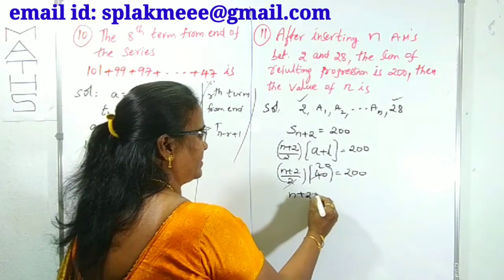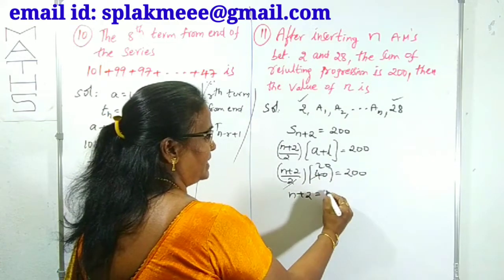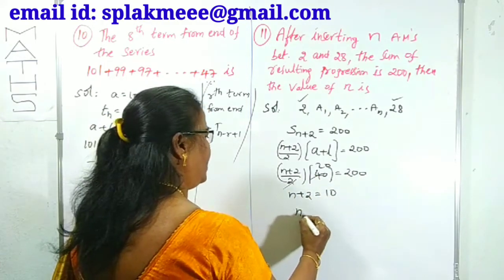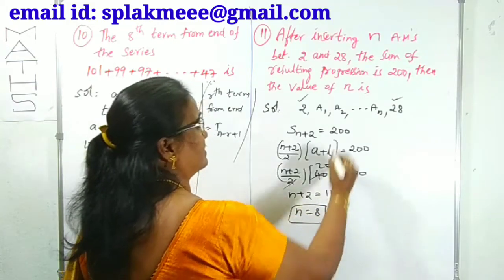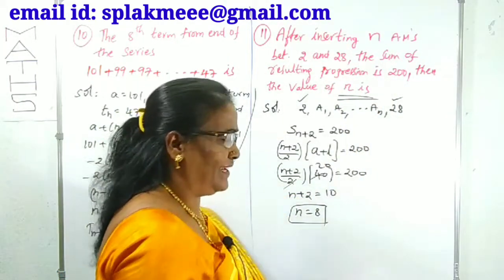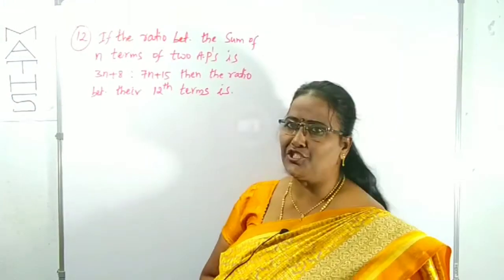Therefore, n plus 2 is equal to 200 by 20, which is 10. Therefore, the n value is 8. What is being asked? He is asking for the n value. Clear?